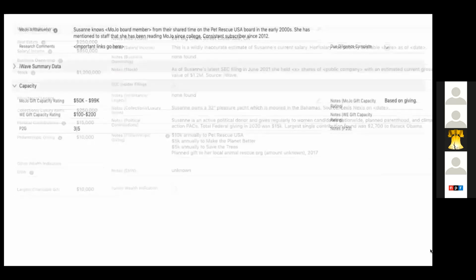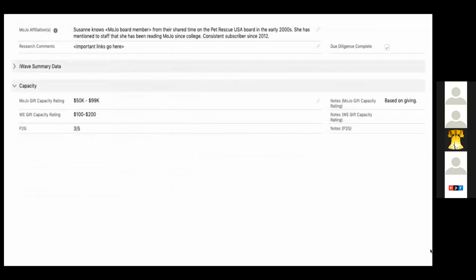The final slide for our prospect research page is just an affiliation field, any linkages that we know of, making sure to track that on this page. And then you can see at the bottom, the Mojo gift capacity rating. That's where I actually give them a dollar rating. And the industry standard is that rating is over 5 years. So we want someone to commit to us a bigger commitment, and it can be paid over 5 years. So anytime you see a capacity rating, it's actually 50 to 100 is 10K paid for 5 years straight.